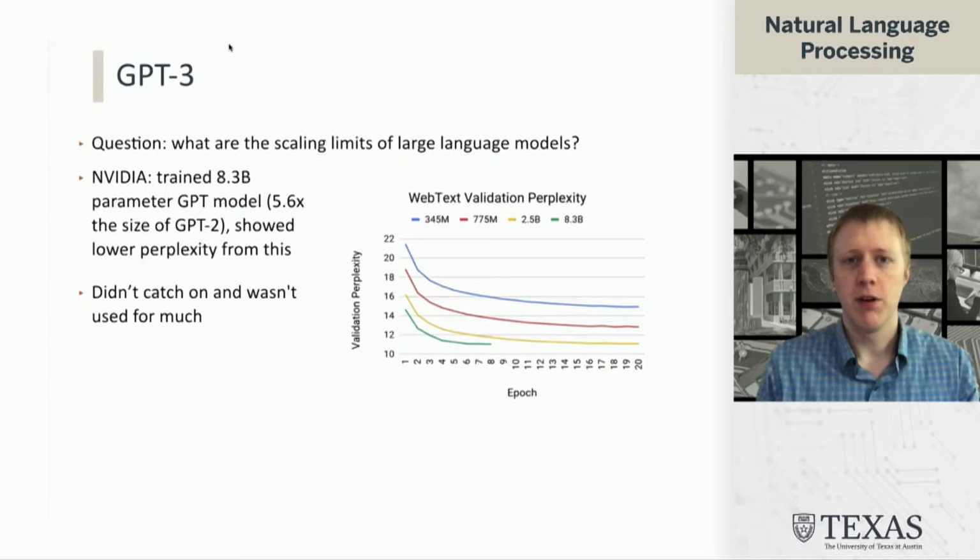In this segment, we're going to talk more about GPT-3 and some of the latest developments surrounding very large language models. So one of the questions that arose from the work surrounding GPT-2 is, what are the scaling limits of these? Before GPT-3 came out, NVIDIA trained an 8.3 billion parameter model, which was about 5 times the size of GPT-2, and showed that you could actually get lower perplexity on held out data from this model. So this model itself wasn't actually used that much, but it did suggest that we haven't yet hit the limits of how much these things can scale.